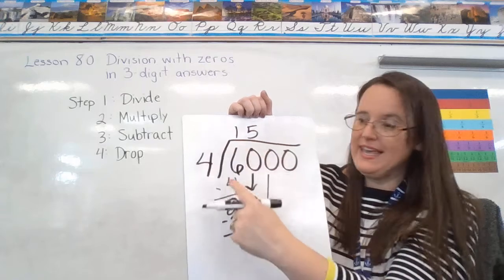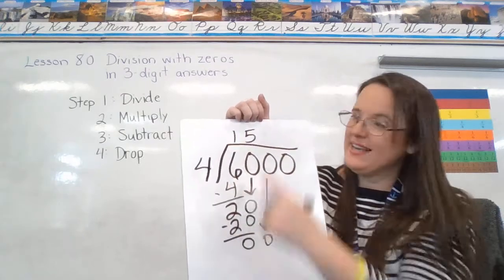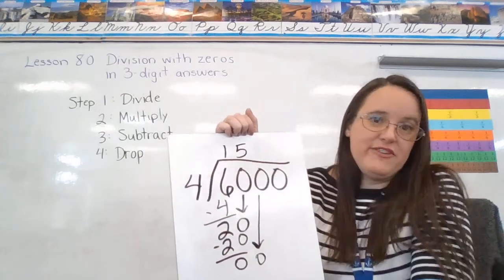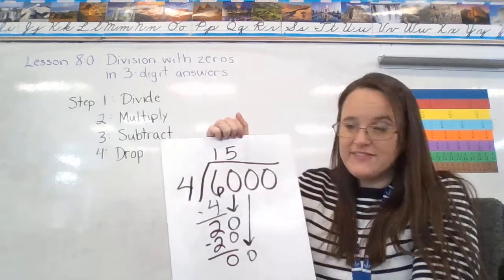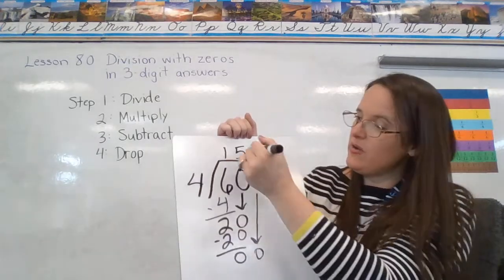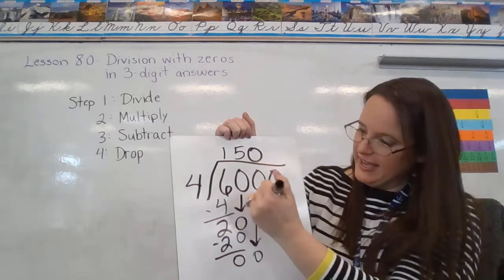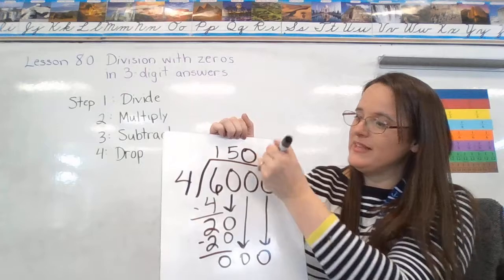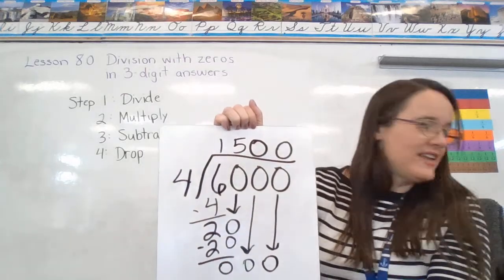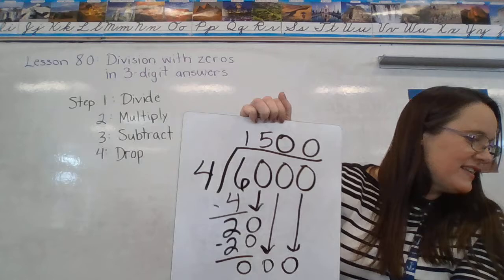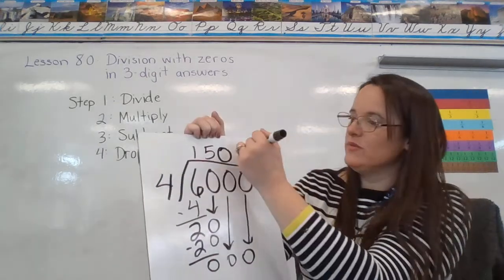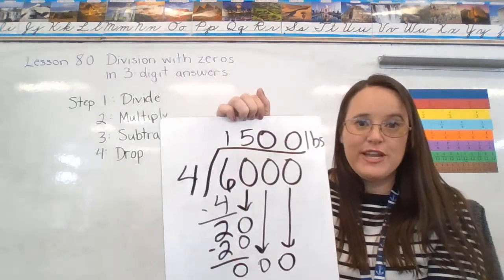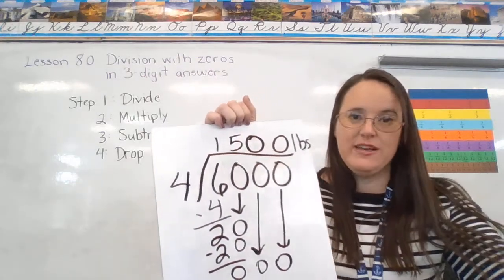See my 1 here? It's in the thousands place. See my 5? It's in the hundreds place. So I can't just say 15 is my answer. I have to say, okay, 4 goes into 0, 0 times. I can drop my next 0. 4 still goes into 0, 0 times. And so then our answer is 1,500 pounds. We want to give it a label there. 1,500 pounds is how much weight each pallet holds.